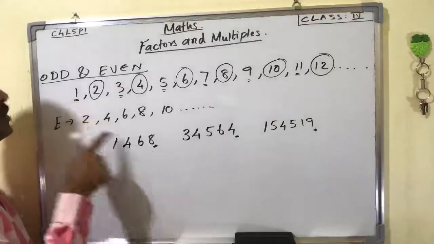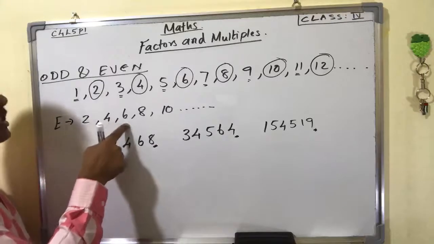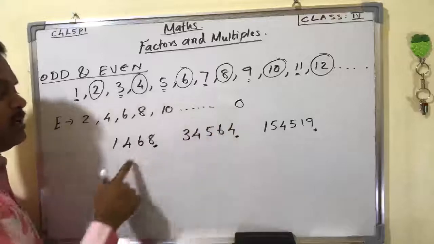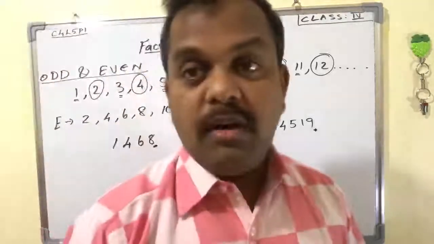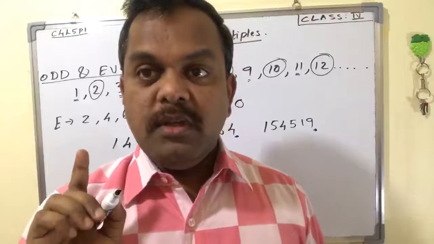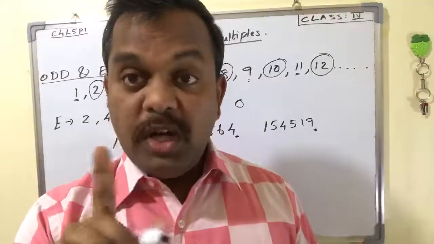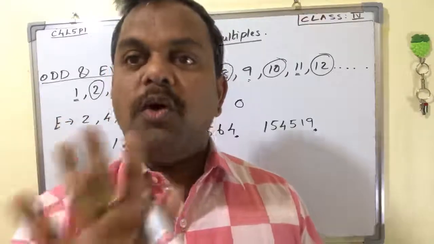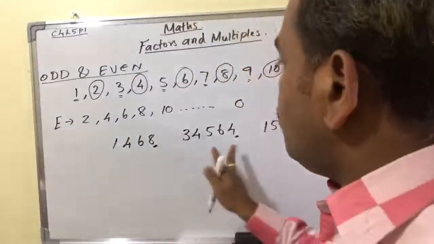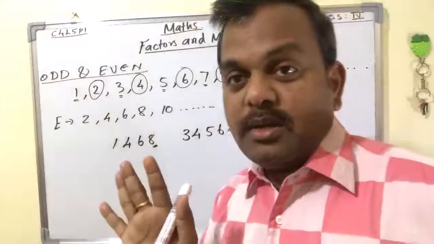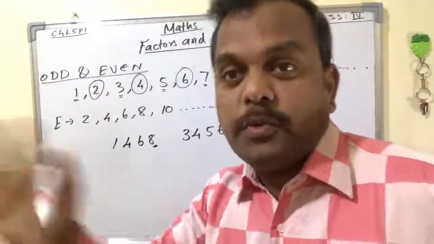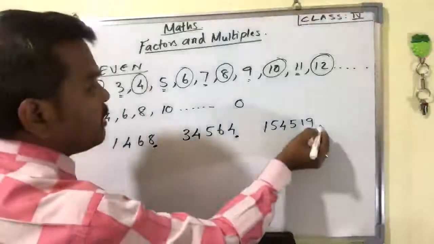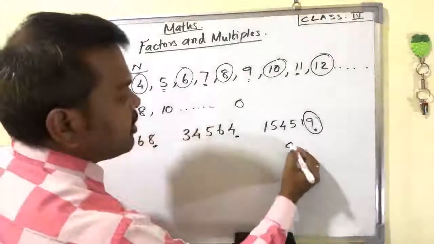In the ones place, if 2, 4, 6, 8 or 0 are present, those numbers are called even numbers, because they are multiples of 2. If it is not there, look here, 9. This is an odd number.